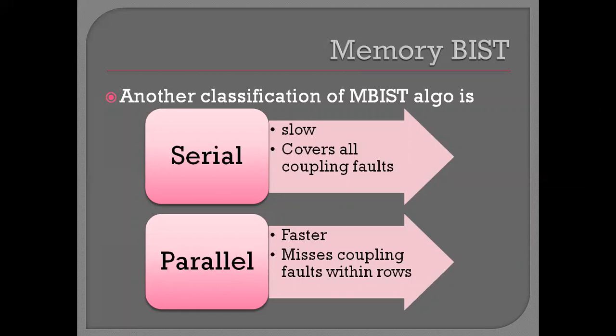ठीक है. और पैरेलल के अंदर क्या है, मेरी एक एड्रेस पे it is a single operation which is going same to all the bits in the row which is indicated by that particular address. I hope it is clear. So obviously parallel is very fast as compared to the serial implementation. But when we talk about the coupling between two cells in the same row, those coupling faults are missed when I talk about parallel implementation of MBIST algorithm. So I hope it is clear.